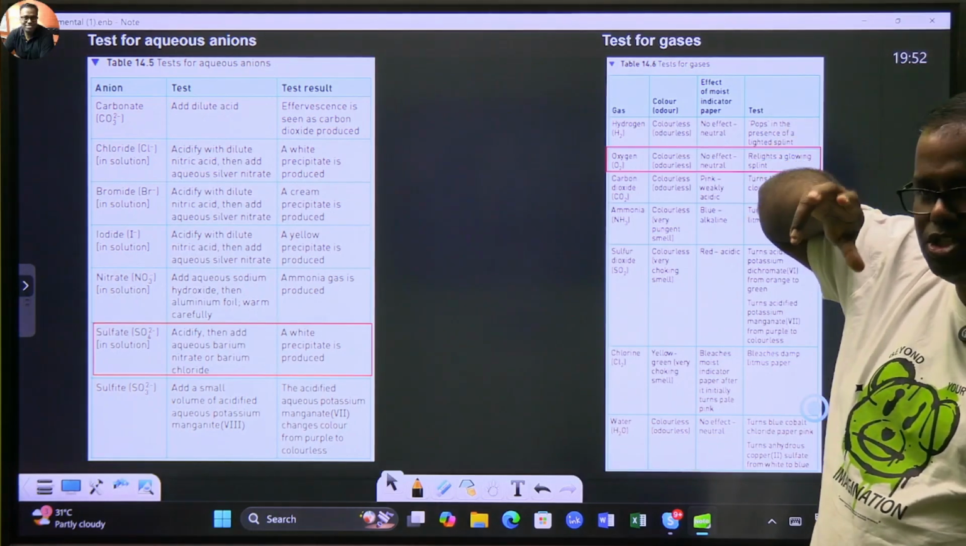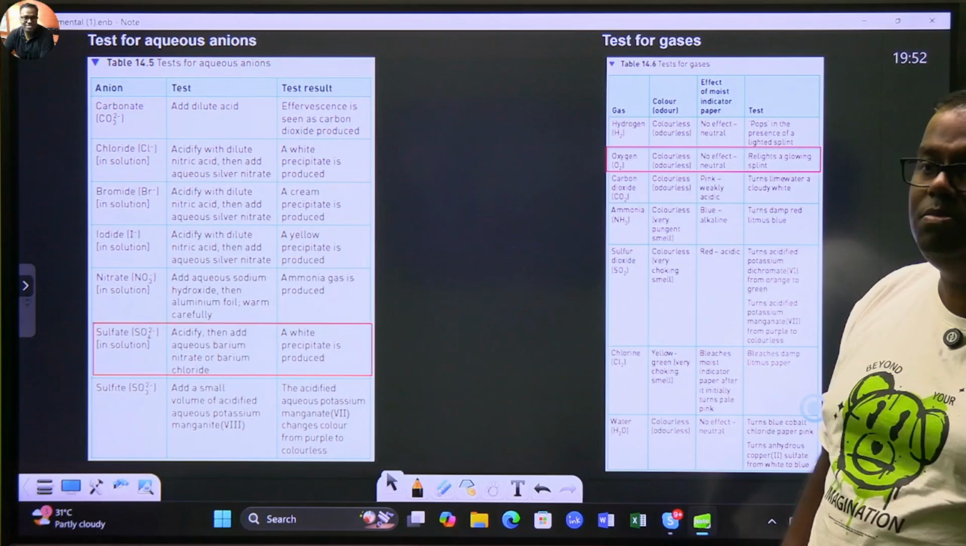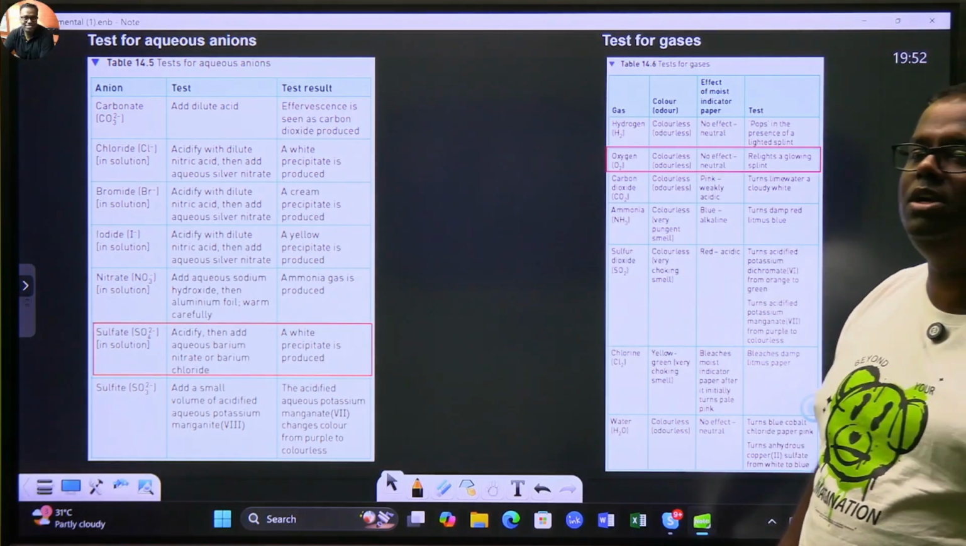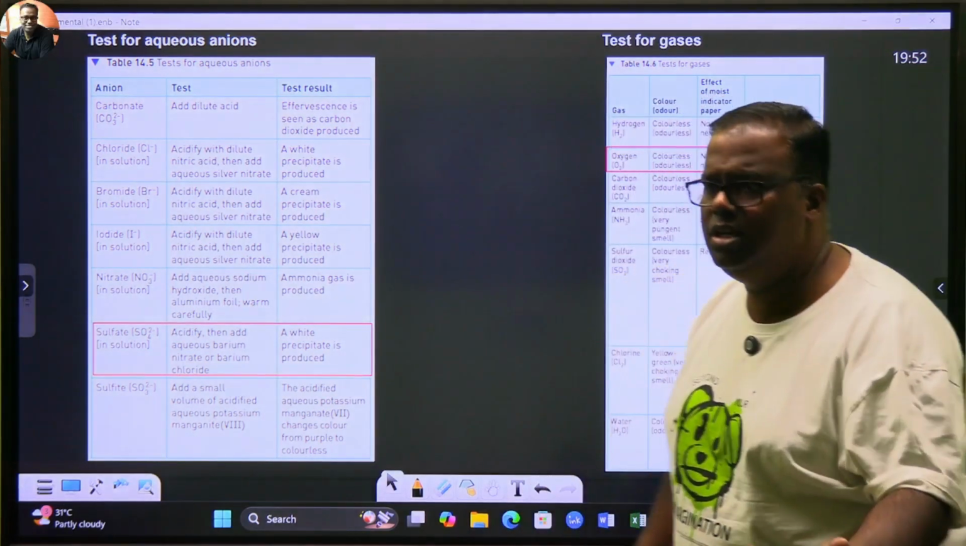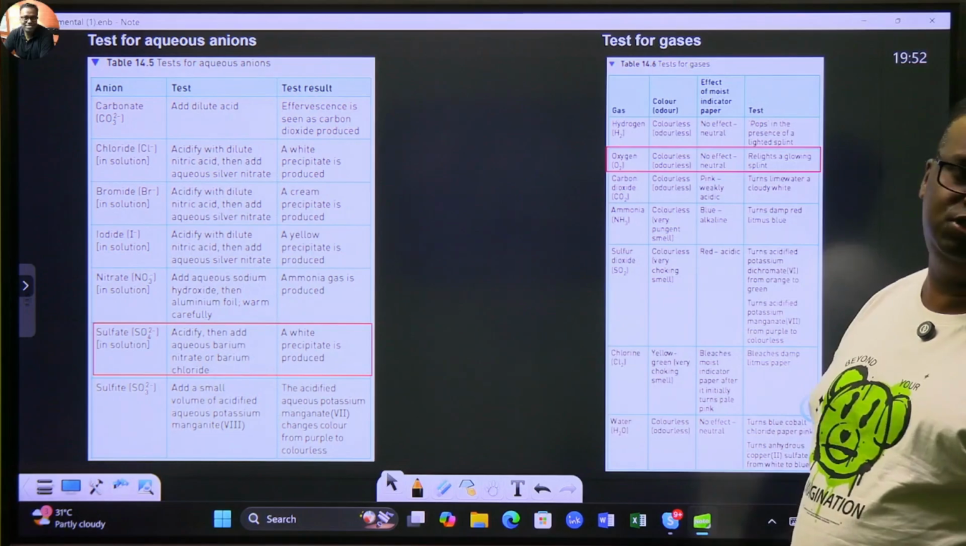Dampness has what? Moisture in it. So the ammonia will become ammonium hydroxide. Ammonium hydroxide is an alkali, a weak base, and completely dissolves. So it will turn red litmus into blue.